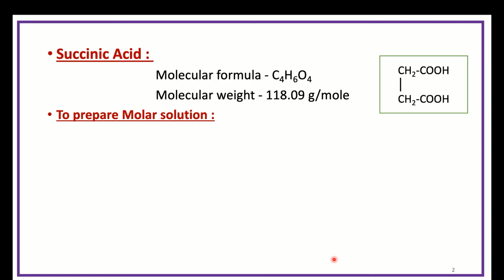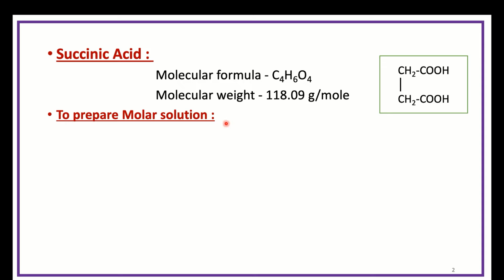Succinic acid, if we see, the molecular formula is C4H6O4, that is, it has CH2COOH, again CH2COOH. So two acidic carboxylic acid groups are present. It is a dibasic acid. Its molecular weight, if we calculate, is 118.09 grams per mole.